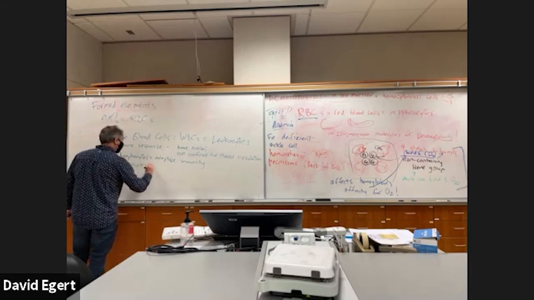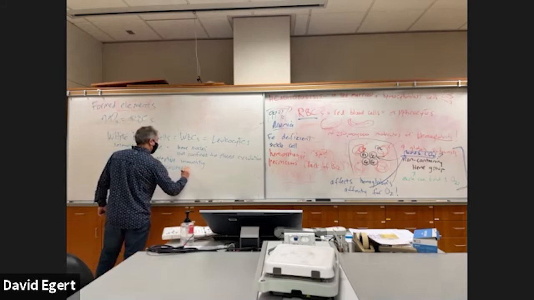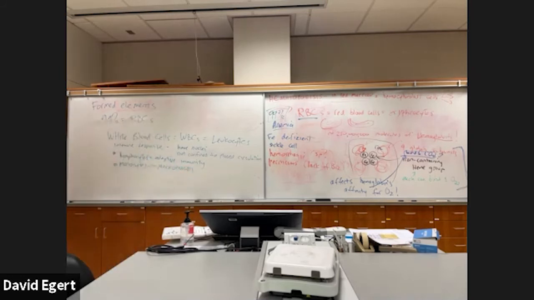Monocytes, which turn into macrophages, which are these big eaters. They're like big amoebas moving around and grabbing things and eating them, and then actually presenting them to lymphocytes and saying, look what I just caught, and let's set up some immune response against them.